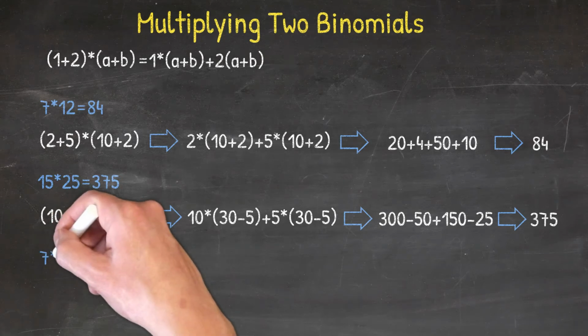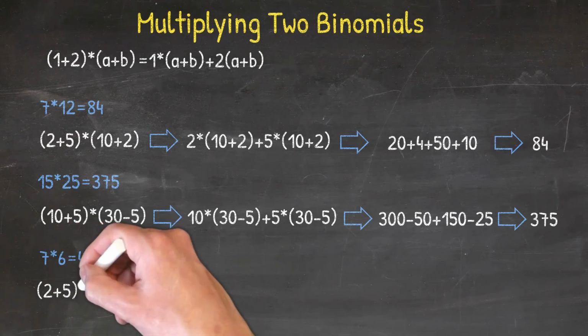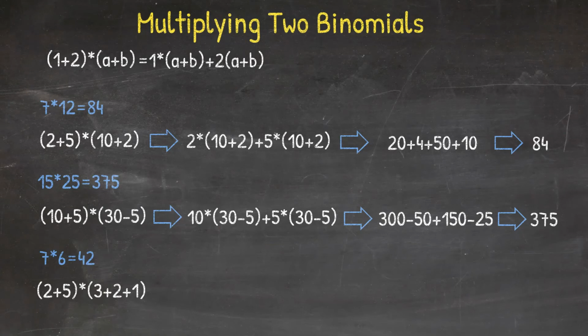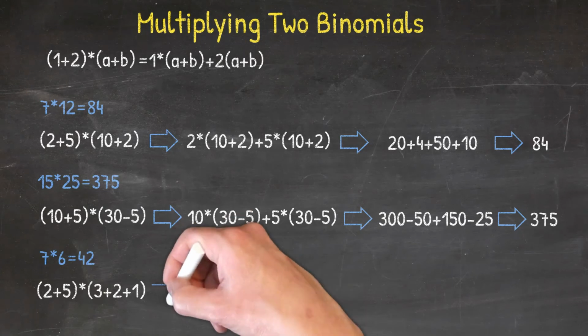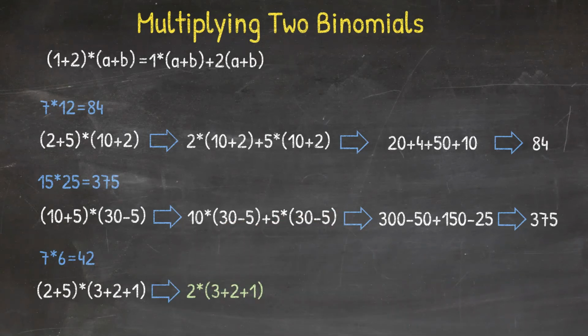So 7 times 6 is 42, as the calculator would tell us. But let's break it down. Let's make 7 into 2 plus 5, and let's make 6 into 3 plus 2 plus 1, which equals 6. We use the same process of multiplying the first unit of the first binomial, or polynomial we can call it, because a binomial has more than one unit, so technically it's also a polynomial.